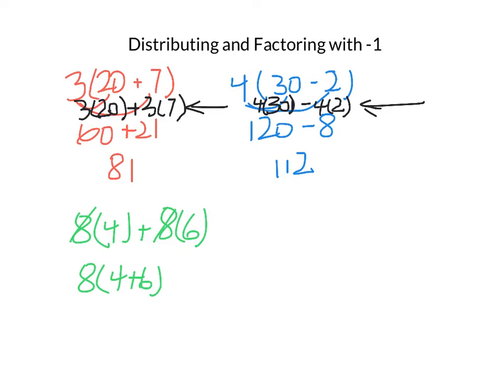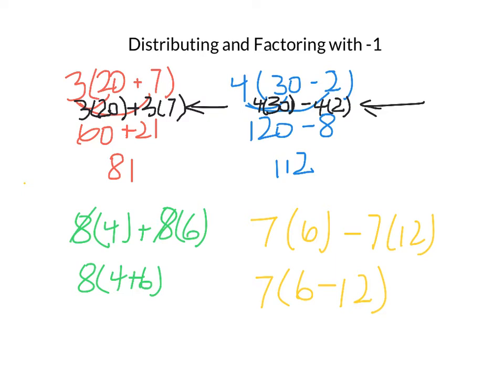And again, we can do this with subtraction as well. Maybe something like 7 times 6 minus 7 times 12. Just to show you, that would come out to be 7 times 6 minus 12. And then that would be, 6 minus 12 is negative 6, and 7 times negative 6 is negative 42.